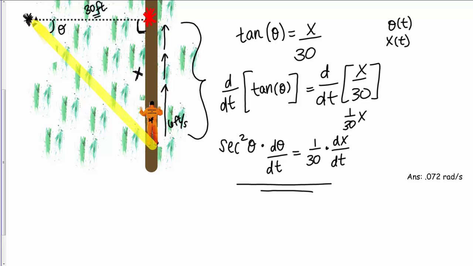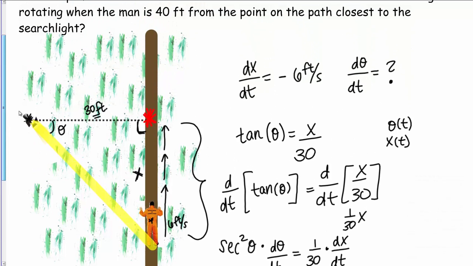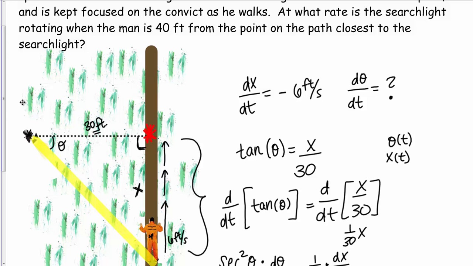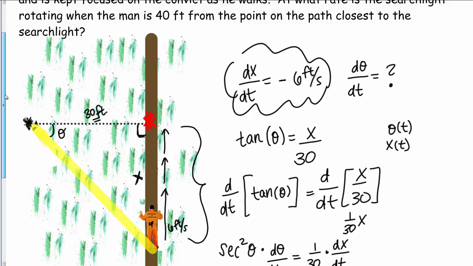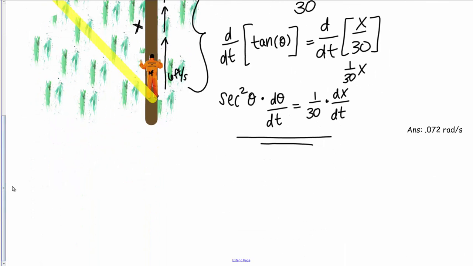At this point, we can go ahead and plug in any rates that we know from the problem. So for example, if I scroll up a little bit, remember that we said previously that dx/dt was negative 6 feet per second. So that's always true. He's always walking at that speed of 6 feet per second towards the red star. So I can go ahead and plug in now dx/dt into this equation. So I'm going to go ahead and do that.